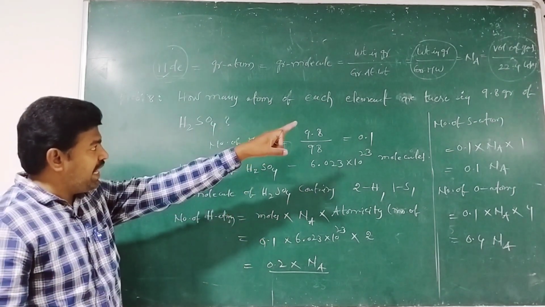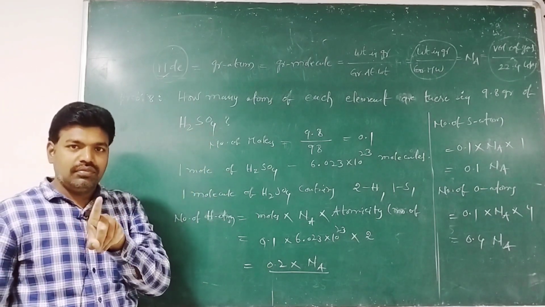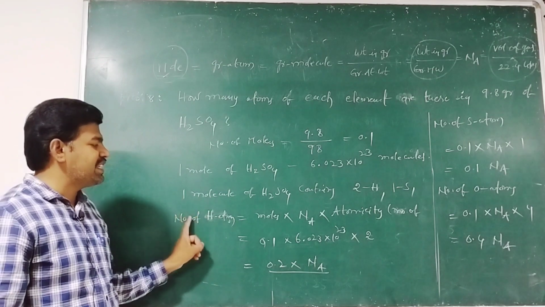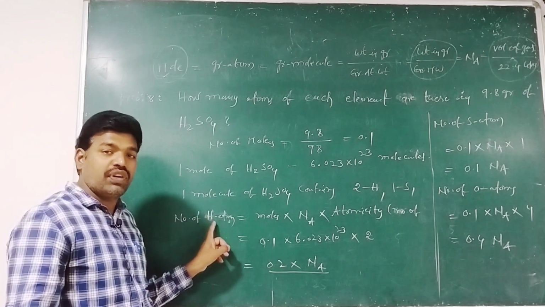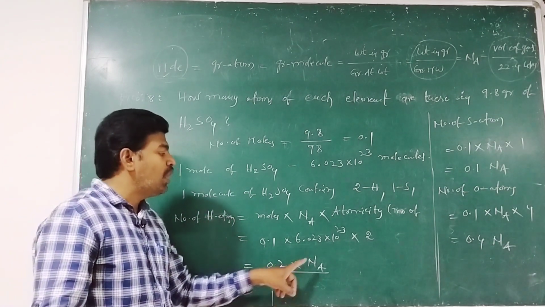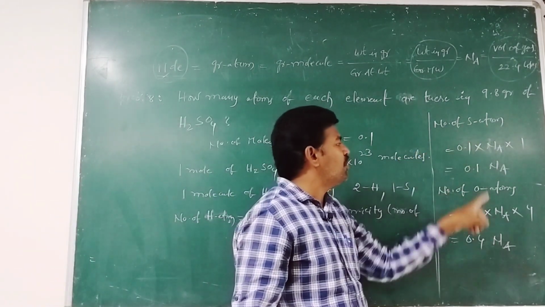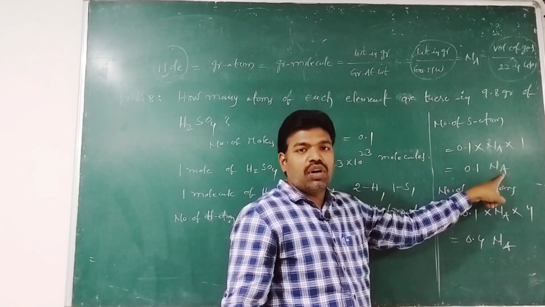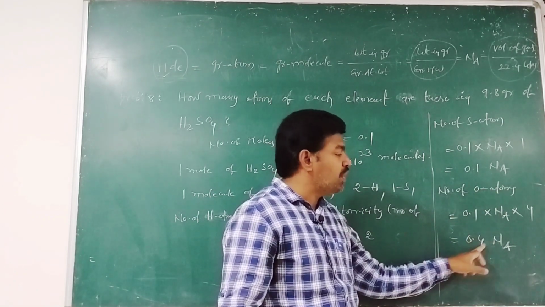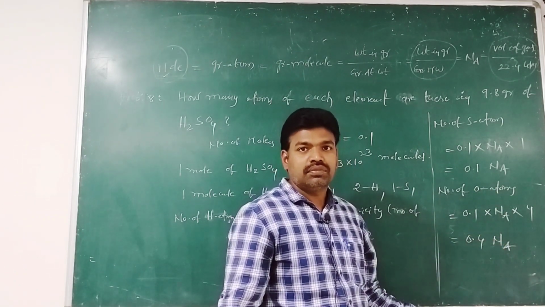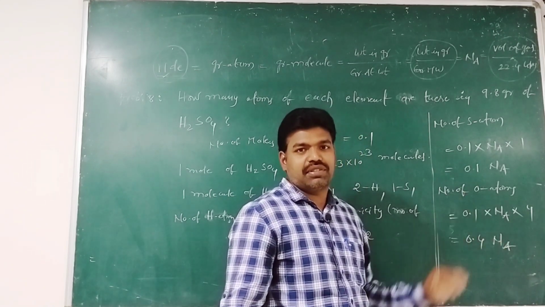Therefore, 9.8 grams of H2SO4 is equal to 0.1 mole, and that 0.1 mole contains 0.2 into Avogadro number of hydrogen atoms, and the number of sulfur atoms is equal to 0.1 into Avogadro number of atoms. Next, the number of oxygen atoms is equal to 0.4 into Avogadro constant number of atoms.